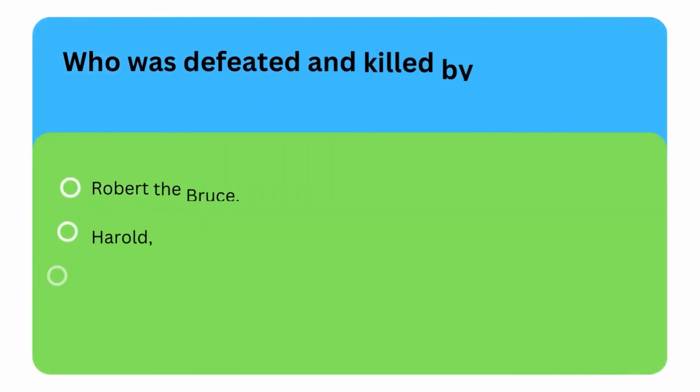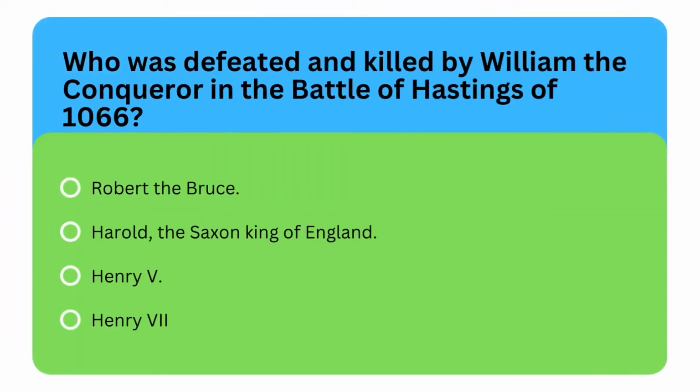Next question is, who was defeated and killed by William the Conqueror in the Battle of Hastings of 1066? Options are Robert the Bruce, Harold the Saxon King of England, Henry V, or Henry VII. So the correct option is second option. It was Harold the Saxon King of England.